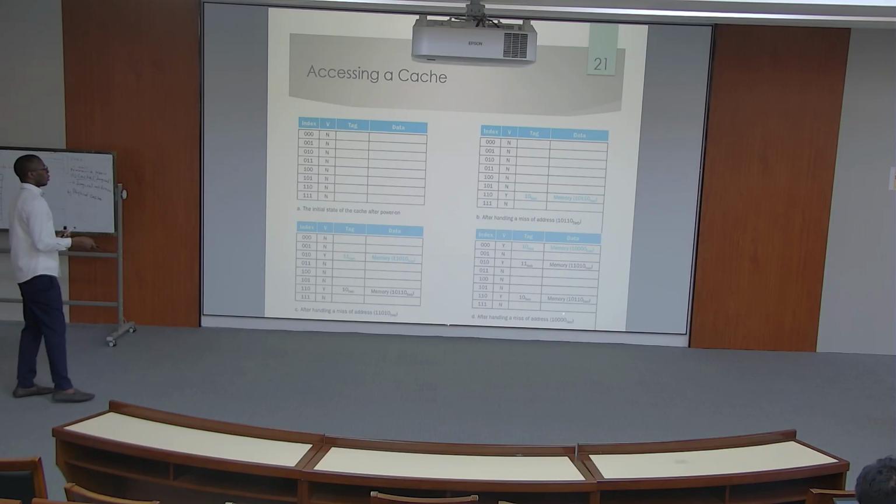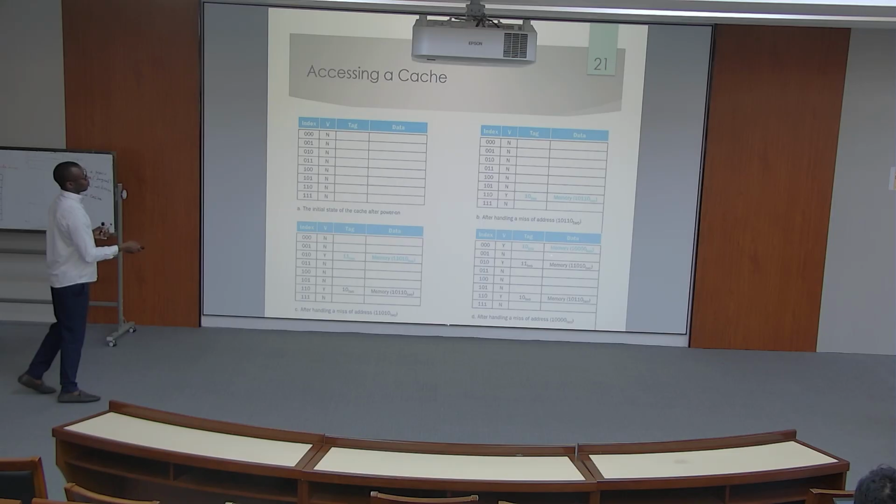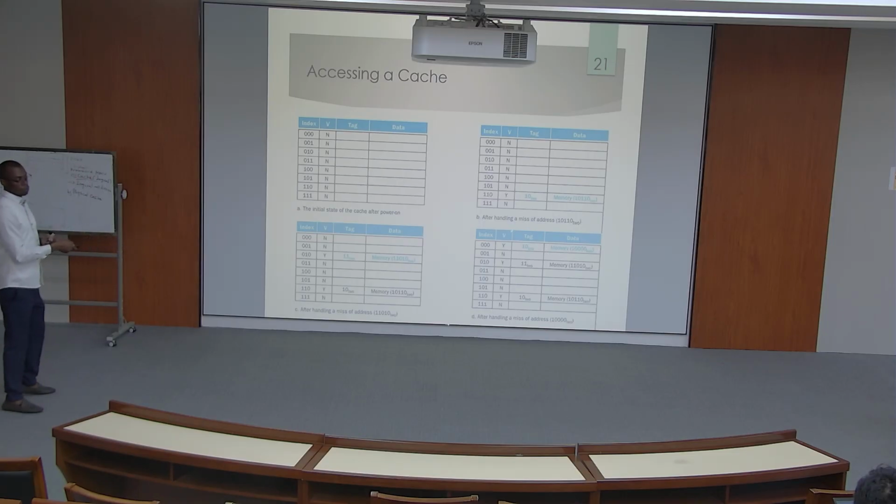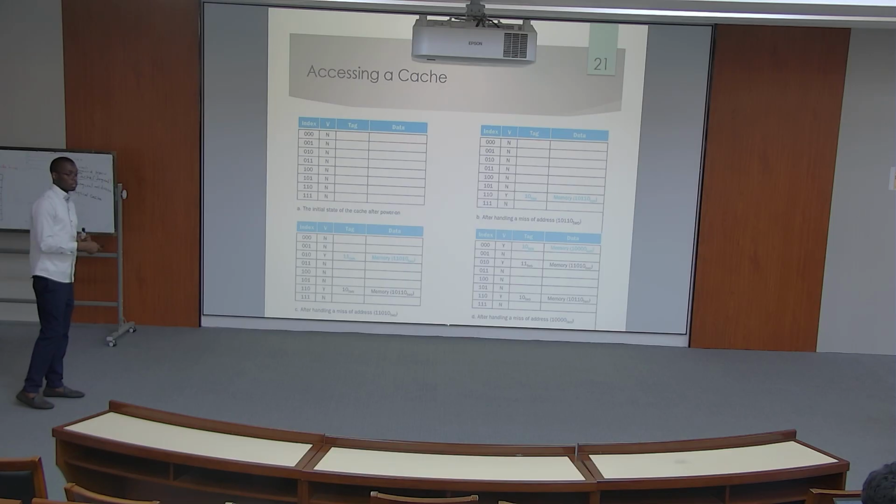So we have 000 as the index. This is the line. We need to set the valid bit to yes. Then this is the tag 10, and we have the memory address of the data that we need at this line. Clear? Does this make sense to everybody? Hello? Does this make sense to everybody? So the upper 2 bits are for the tag, and the lower 3 bits are for the index. And we need to set the valid bit to yes once we have loaded the data into the cache line.